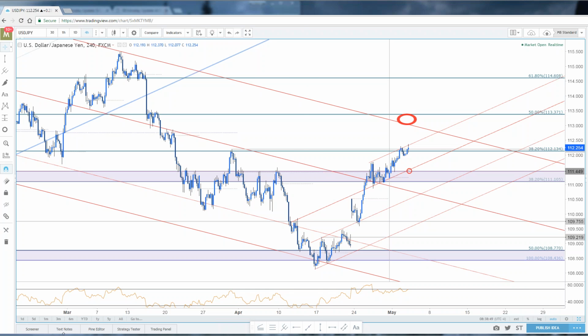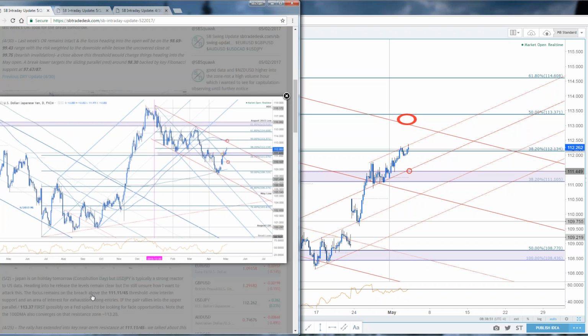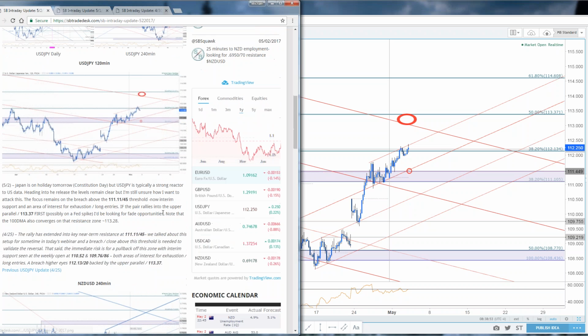So the levels remain pretty clear, and as I noted in the report, I'm still kind of unsure how I'd want to play this at this point, but the levels are super clear. So if we rally first into this region, I'd be looking for that short. Again, if we pull back into support, I think you need to stay constructive still above that 111.11, 111.45 region. Questions on dollar yen?